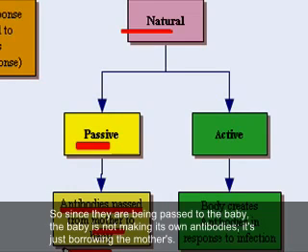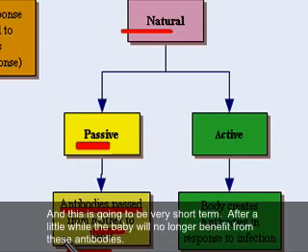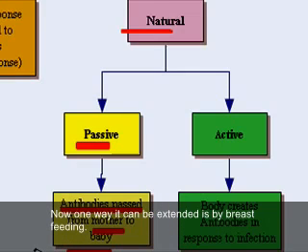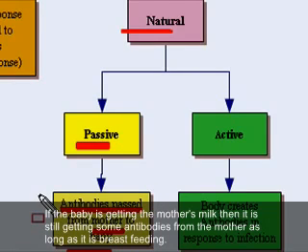So since they're being passed to the baby, it's passive. The baby's not making its own antibodies. It's just borrowing the mother's. And this is going to be very short term. After a little while, the baby will no longer benefit from these antibodies. Now, one way it can be extended is through breastfeeding. If the baby's getting the mother's milk, then it is still getting some antibodies from the mother as long as it's breastfeeding.